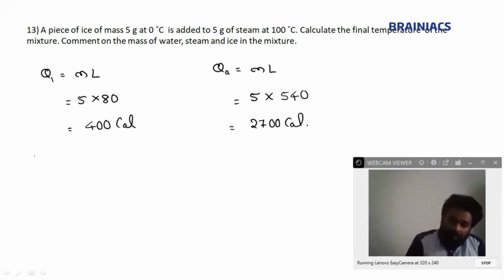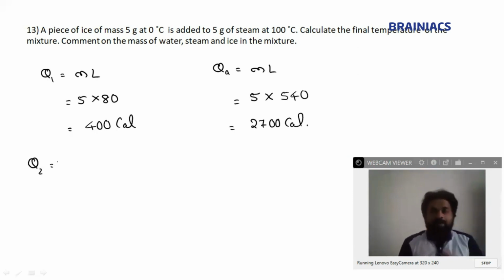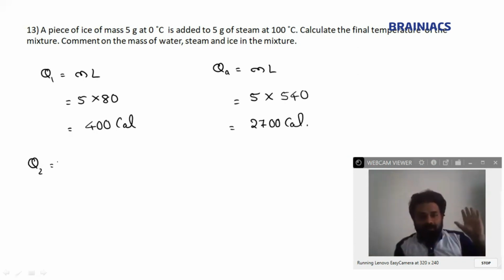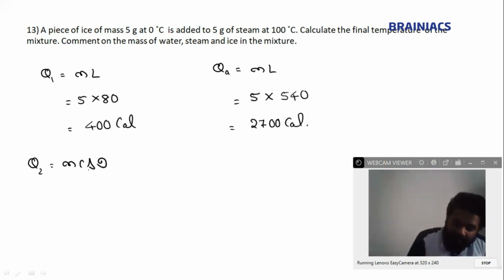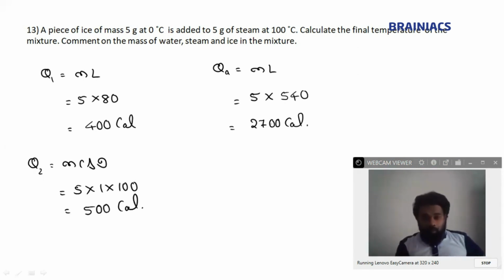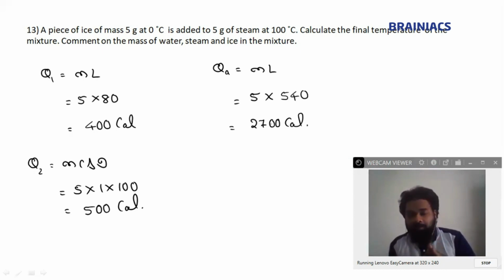Okay, now we will come to this side. Now one side it is water at 100 degrees Celsius. This side now this is water at 0 degrees Celsius. So let us see, if this water becomes 100 degrees Celsius, how much heat is required. Let us check this. For that, mcΔθ. So 5 into 1 into 100. So this is going to be what? 500 calorie.